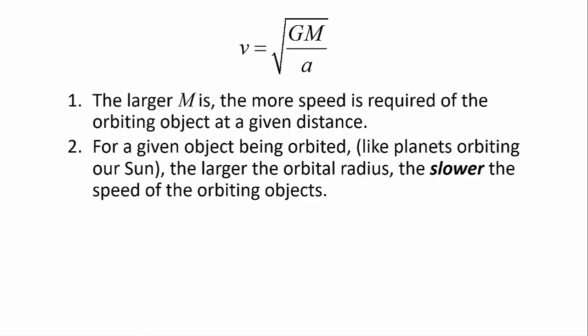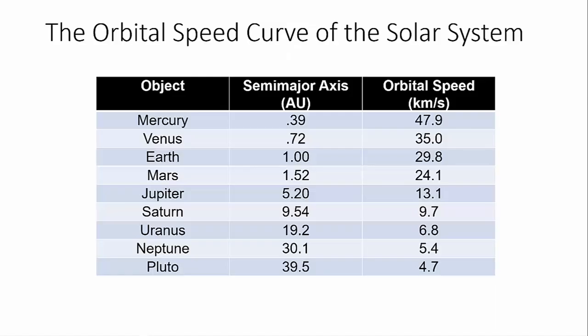And let's just look at the planets in the solar system as an example. Here we've got the 8 major planets and Pluto in the solar system, and we have the semi-major axes of all the planets shown here, and those are all measured in astronomical units.